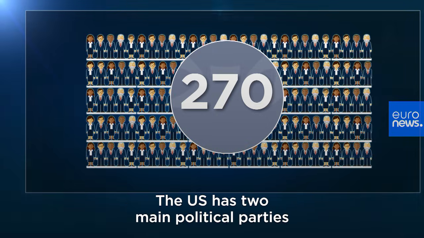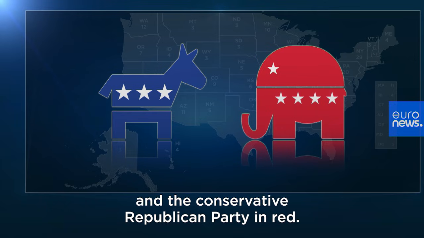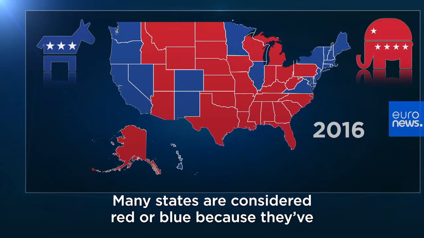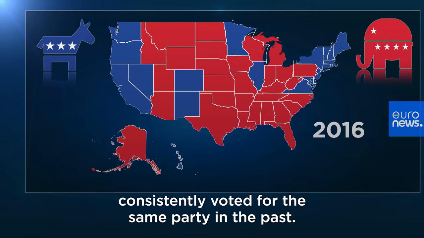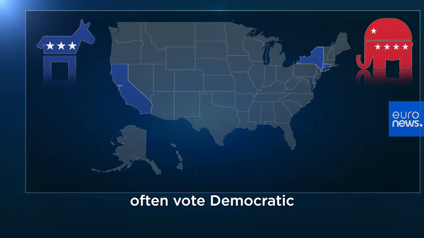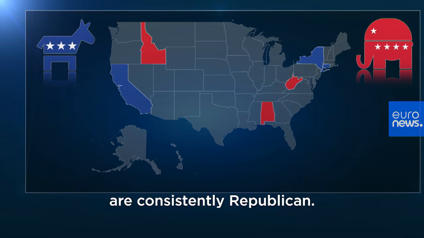The U.S. has 2 main political parties, the left-leaning Democrats in blue and the conservative Republican Party in red. Many states are considered red or blue because they've consistently voted for the same party in the past. California, New York, and Connecticut often vote Democratic, whereas West Virginia, Alabama, and Idaho are consistently Republican.